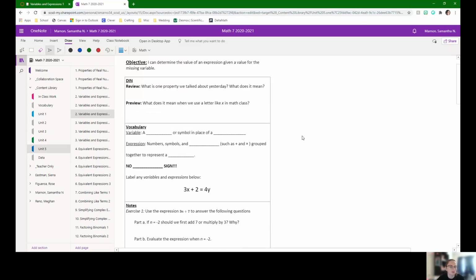So review, what is one property we talked about yesterday and what does it mean? Pause this video, go back and look at page 1, and find one property that we talked about yesterday and what it means. So there's the three different properties you could have mentioned. You could have mentioned the associative, the commutative, or distributive properties.